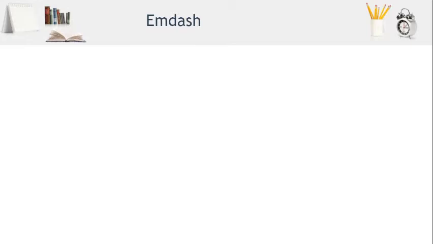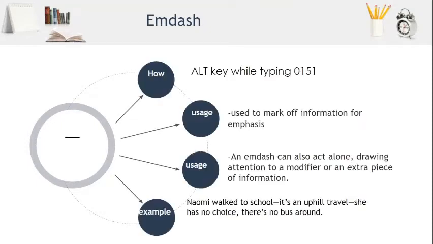So we have here the usage, how to make this M dash on the keyboard, and of course how you're going to use an M dash. Okay, so that is an M dash. How are you going to create this on your keyboard? You just press the Alt key while typing 0151 and it will come out. Then you have here two usages of an M dash.